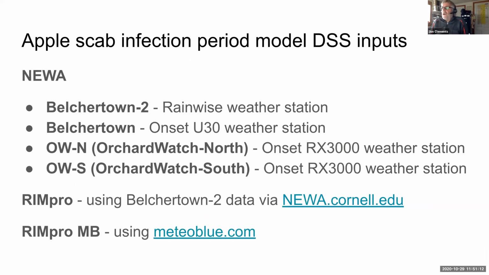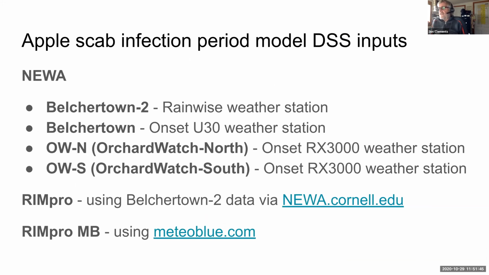Okay, so how we're looking at apple scab infection periods using the model decision support system inputs. And I used 4 hardware-based weather stations here at the UMass Orchard in Belchertown. Belchertown 2 was a rain-wise weather station. Plain old Belchertown is an Onset U30 weather station. And then I have Orchard Watch North and Orchard Watch South, which are Onset RX3000 weather stations.